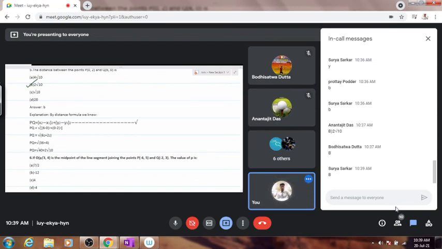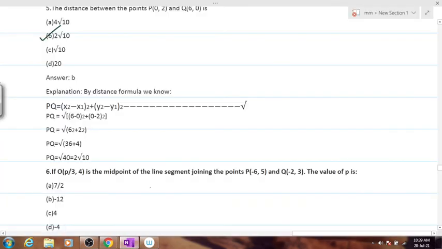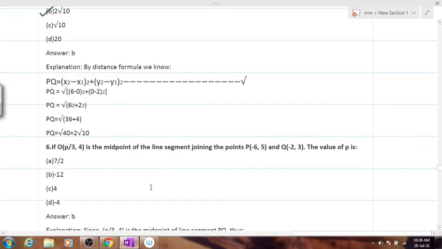Value for P. Is it 12? Minus 12? We'll wait for more students to answer. Option B. Value for P. We'll look very carefully. Option B is the correct answer. Very good. I hope this numerical was understood by everyone.